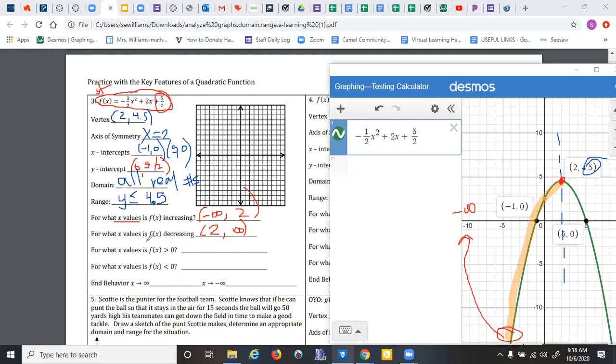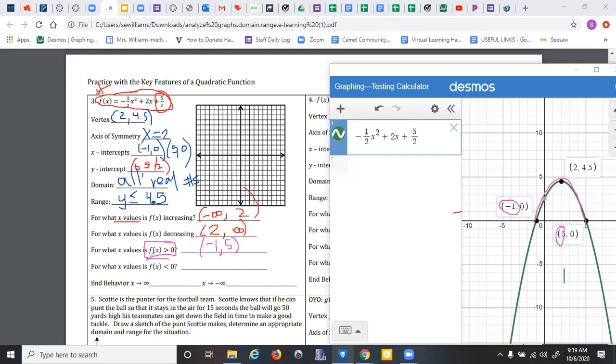Somebody who has not answered today, what does this mean? F of x greater than 0. What are we looking at on the graph for this one? Above the x-axis. Good, Addie. So above the x-axis is from here to here, from -1 to 5.